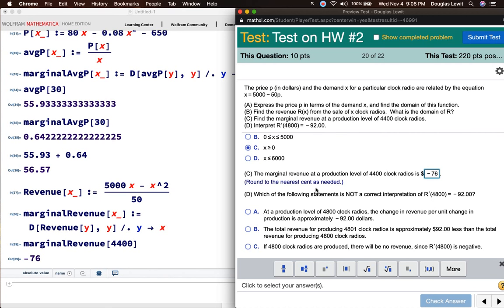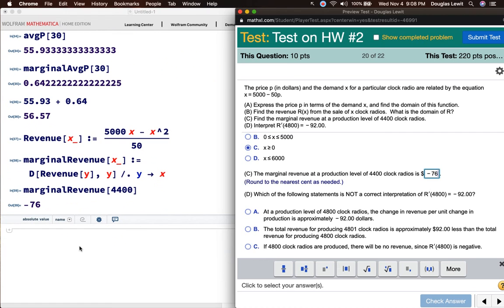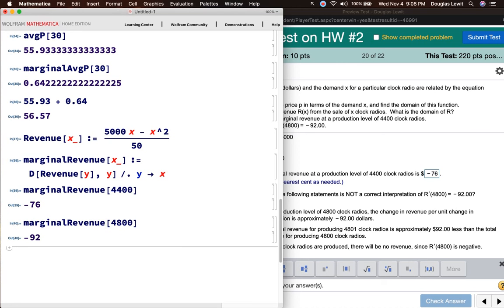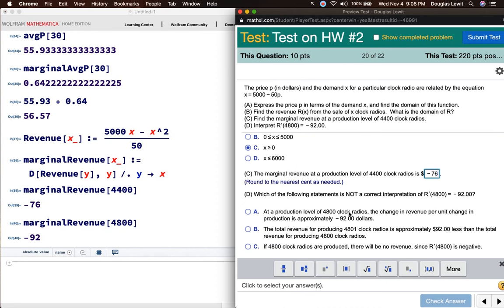Okay, I want to use my function to make sure I have the same number that they have. So marginal revenue of 4,800. Okay, terrific. That's sensational. So I'm getting negative $92, which means that my marginal revenue function and hence my revenue function are both correct because my numbers agree with the numbers in your textbook. So that's a good sign.